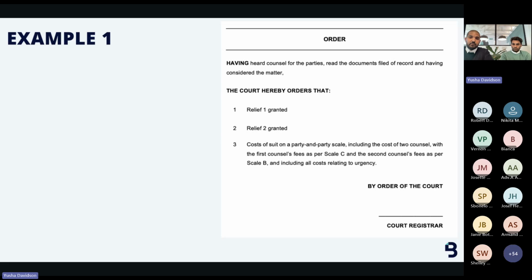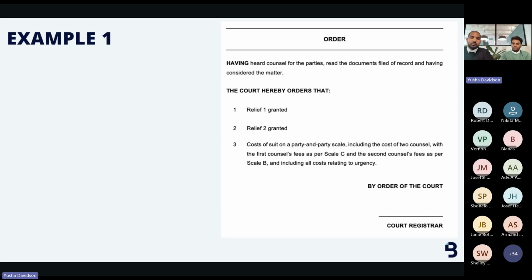So the first you can see over here is that, now, inclusive of mentioning the cost of 2 counsel, we also specify that first counsel's fees are going to be allowed as per scale C and second counsel's fees as per scale B, and including all costs relating to urgency.